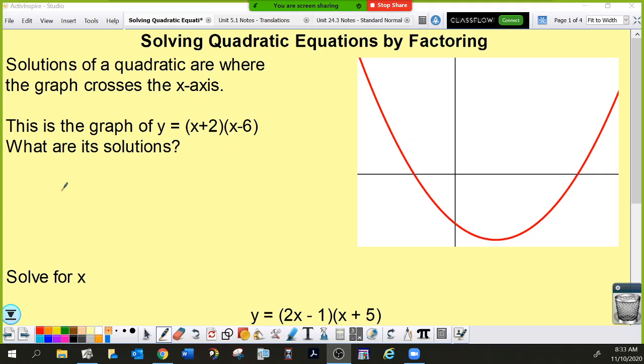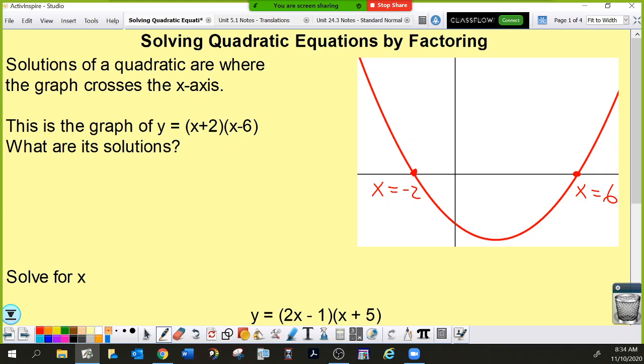So here we go. Solutions of a quadratic are where the graph crosses the x-axis. Okay, we've already talked about that. I have over here the graph of y equals, and it's factored, intercept form, (x plus 2)(x minus 6). So I want to know, what are its solutions? Well, like I just said, its solutions are places where it crosses the x-axis, its x-intercepts. And in intercept form, all you have to do is tell me what makes the insides equal 0. So our solutions would be x equals -2 and x equals positive 6.